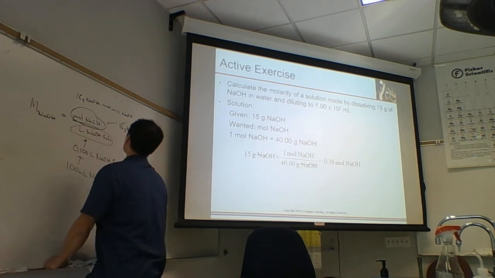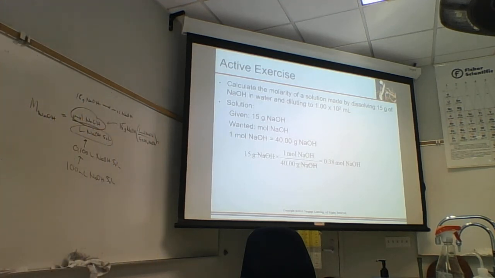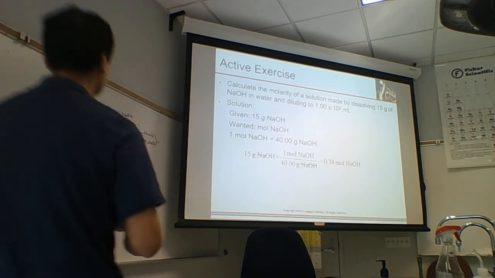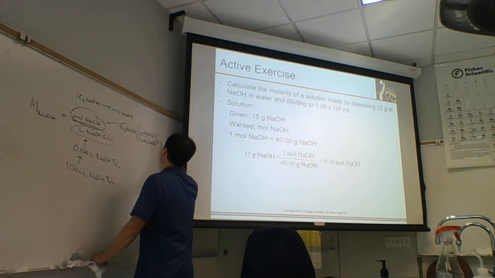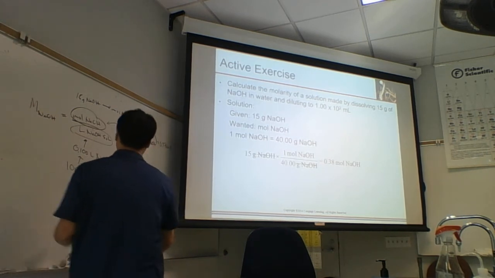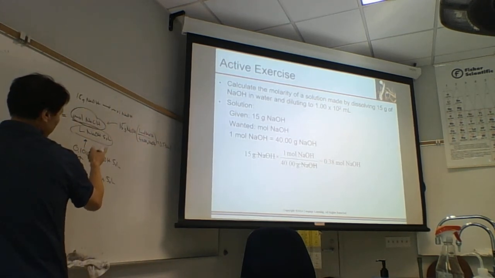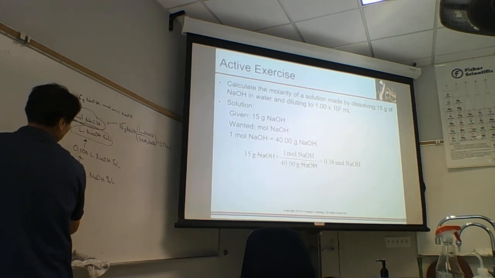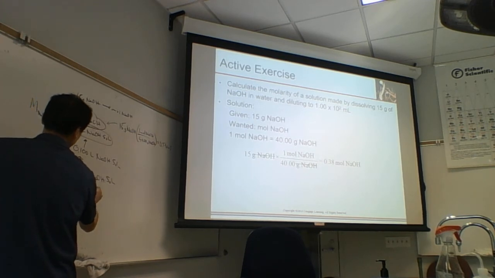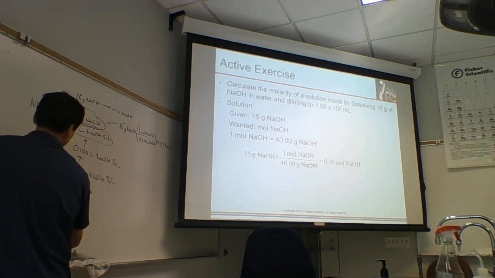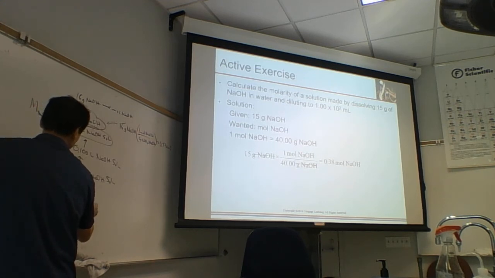It's going to give us, I don't want to do an intermediate round off, so I'm going to carry an extra digit. So it's 15 divided by 40, 0.375. So this gives us 0.375 moles of sodium hydroxide. All right, then we plug it all in here. 0.375 divided by 0.1 gives us 3.75 moles per liter, or molar sodium hydroxide. In other words, this is going to come out to 3.8 molar sodium hydroxide.